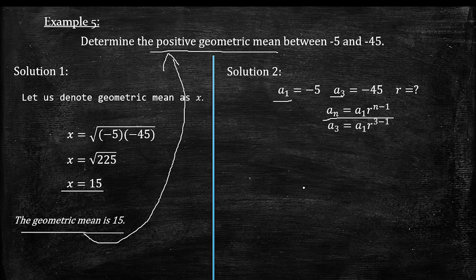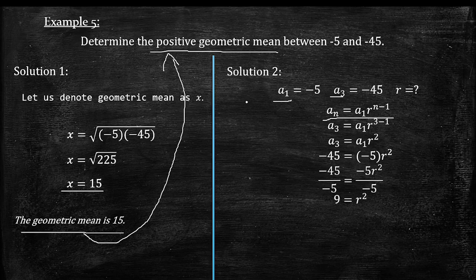Then after that, i-substitute na natin yung values. So, a sub 3 is equals to a sub 1 times r raised to 3 minus 1. Then, i-simplify natin. A sub 3 is equals to a sub 1 times r squared. After that one, i-substitute na natin yung a sub 1 at a sub 3. So, it will become negative 45 is equals to negative 5 times r squared. Then, divide both sides by negative 5 para yung remaining sa right side is the r squared na lang. So, negative 5 times r squared divided by negative 5, the answer is 1. So, 1 times r squared, the remaining term will be r squared. For the left side naman, negative 45 divided by negative 5, the answer is positive 9.